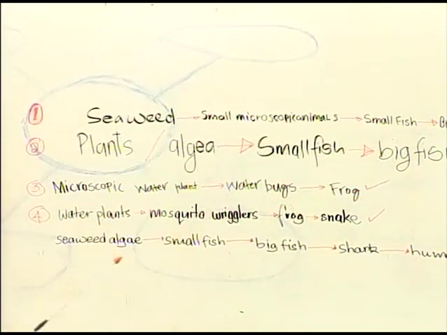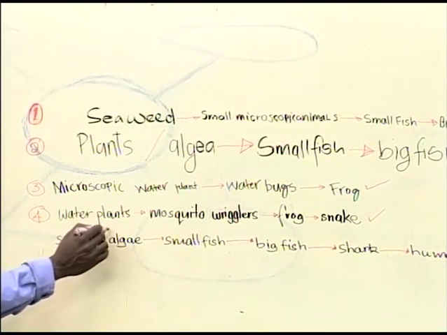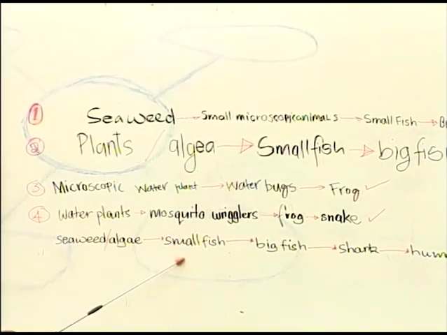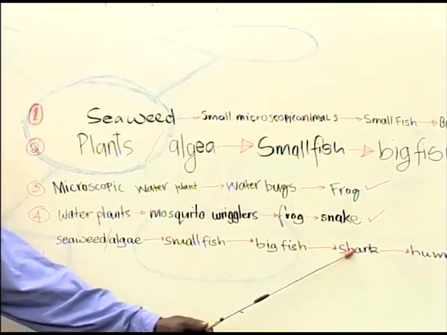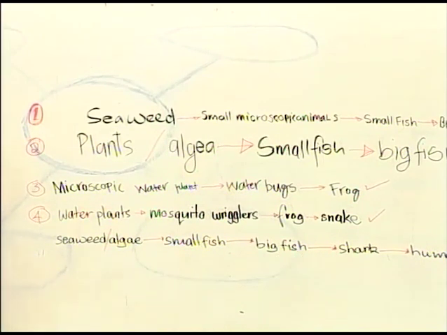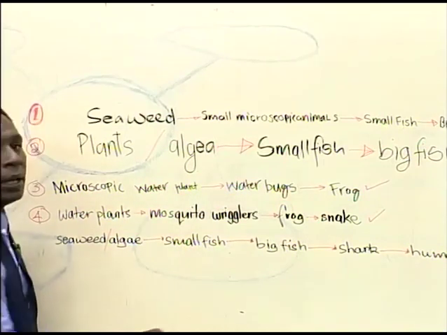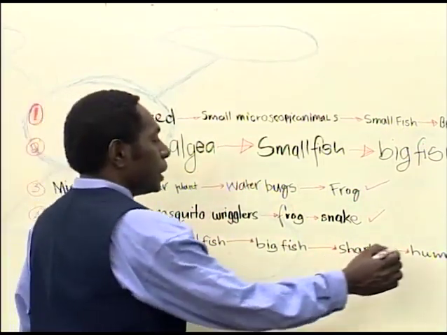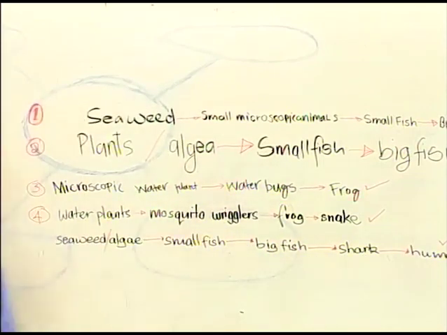And finally, the one at the bottom, seaweed or algae, small fish, the energy is transferred to the small fish, and the big fish, and the energy is transferred there. The shark, it's the big fish, and last of all, the human, it's the shark, which is correct. Very good.